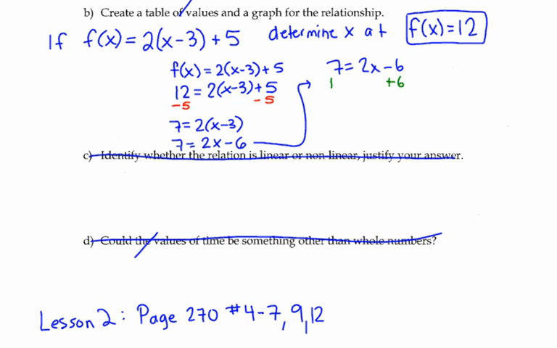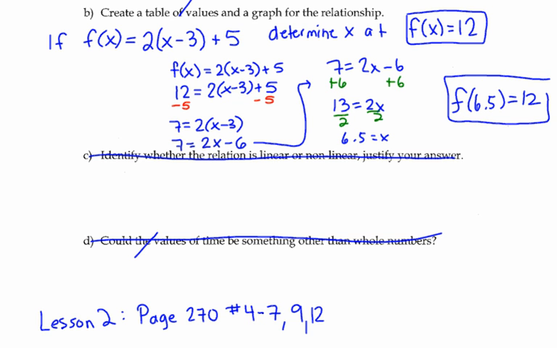What is 7 plus 6? 13 equals 2x, and then we divide by 2, and that gives you 6.5. Or you can leave it as a fraction of 13 over 2. So f of 6.5 equals 12 is our answer.